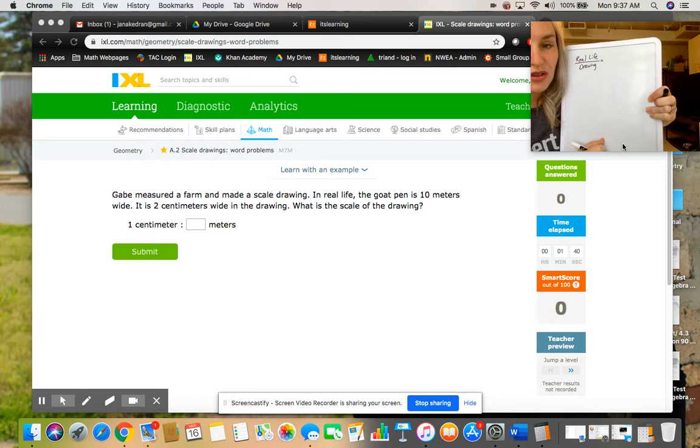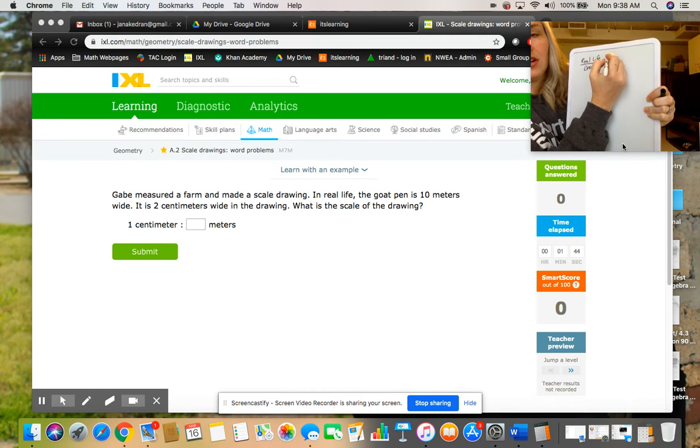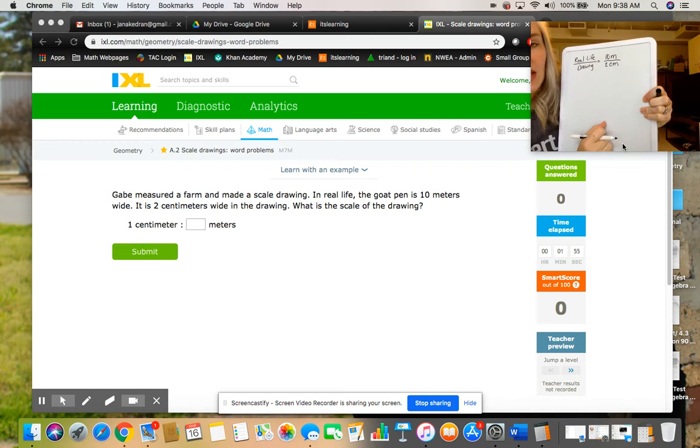It says Gabe measured a farm, made a scale drawing. In real life, so we're talking about real life here, the goat pen is 10 meters and 2 centimeters in the drawing. So you can see I kind of line up the word with what's happening in the problem. And then it's asking me 1 centimeter.